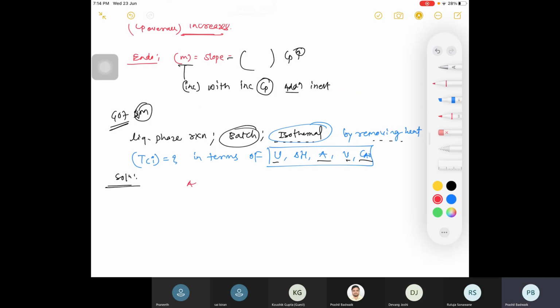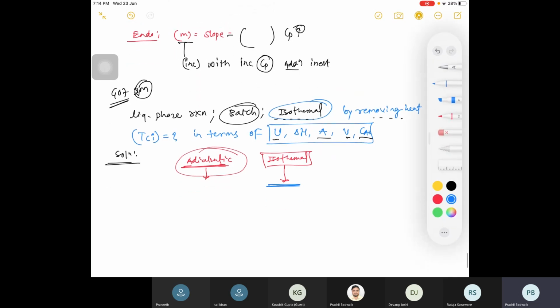It is written isothermal case. So there are two operations. One is adiabatic operation. Second is your isothermal. It is mentioned your isothermal. Adiabatic is not written and isothermal is written. So you will go for this. Or generally, if it is not mentioned, you can have adiabatic case, as I told you earlier. So यहाँ पे isothermal दिया है. So we'll go for isothermal by removing heat. तो तुम्हारा इक्वेशन क्या था?